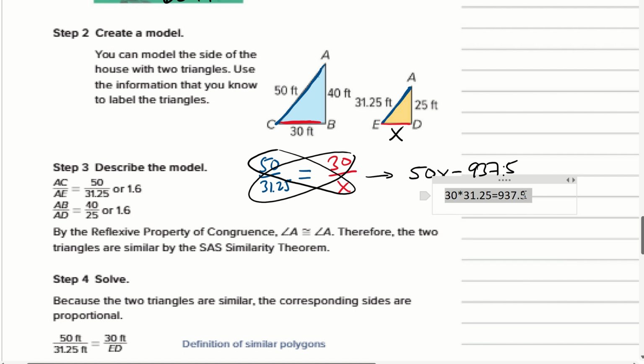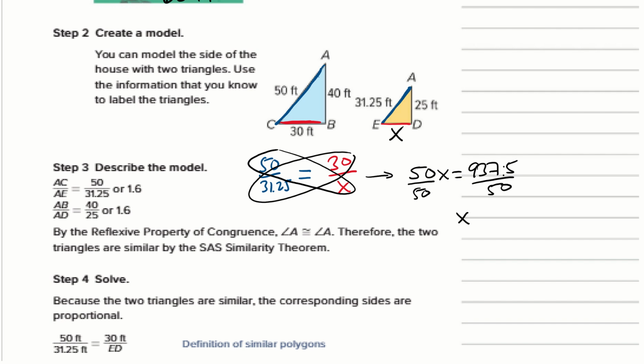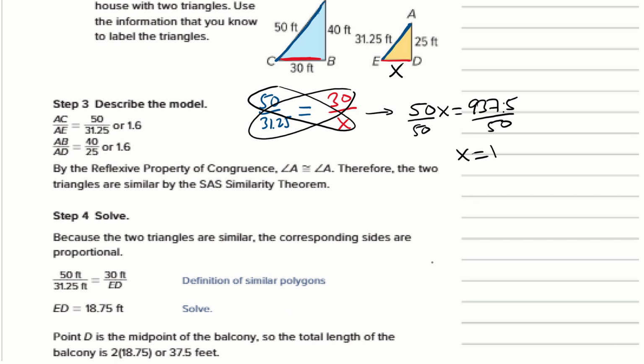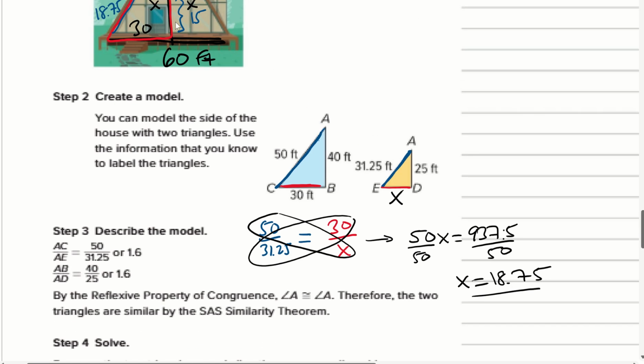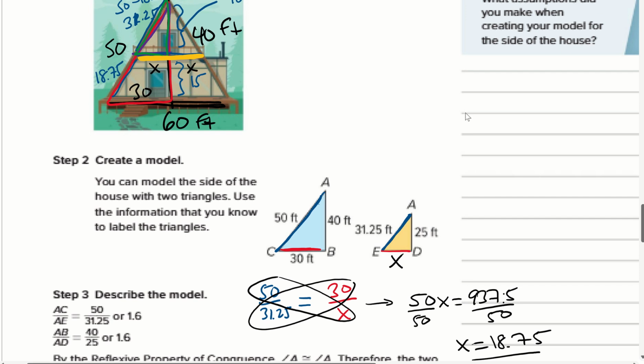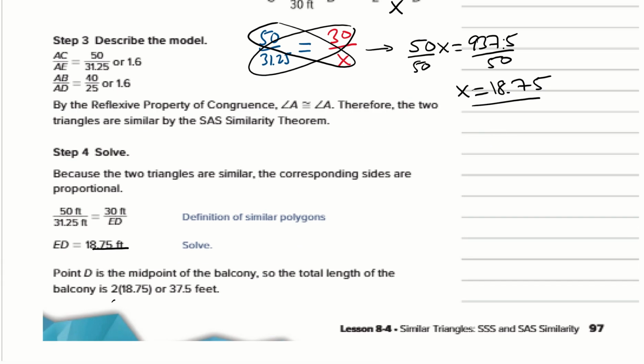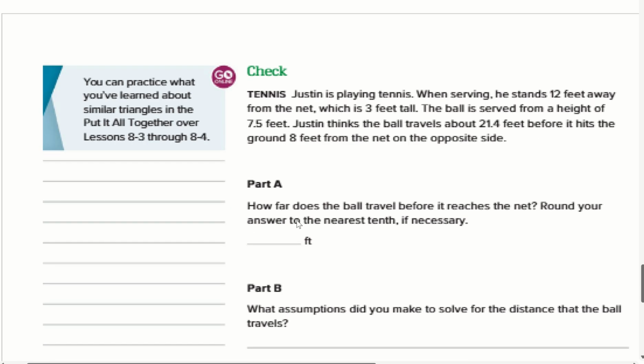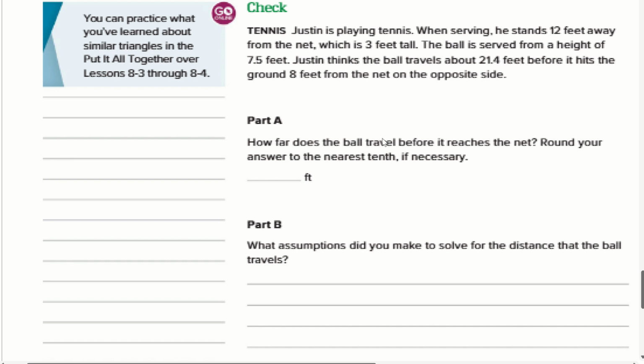Okay, let's get rid of that. Then divide both sides by 50. So x is equal to 18.75. Okay, which is what they got there. But remember that this is the halfway point, so we got to double it to get the total length. So we got to do 2 times 18.75 or 37.5 feet. Okay, go ahead and pause the video and see if you can try to check.